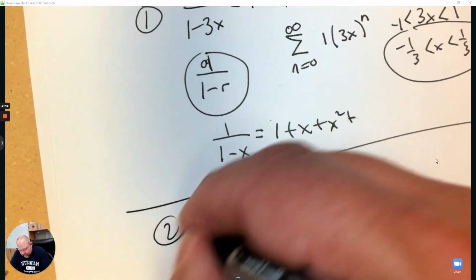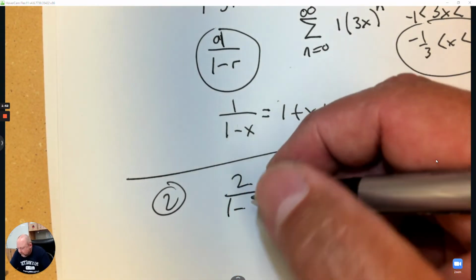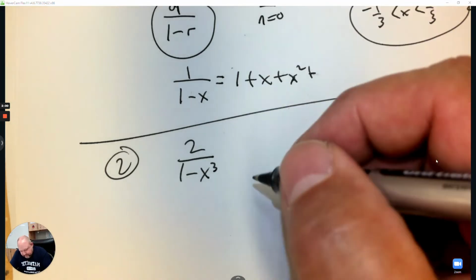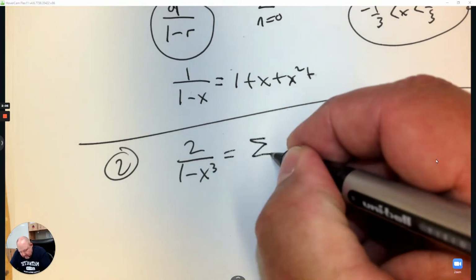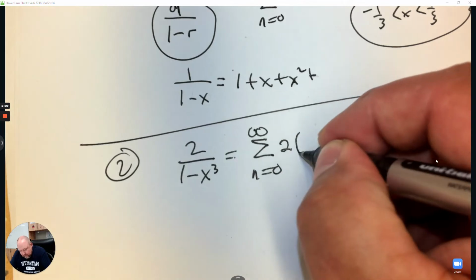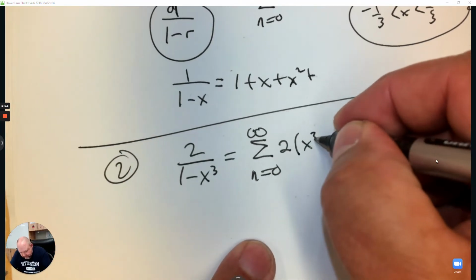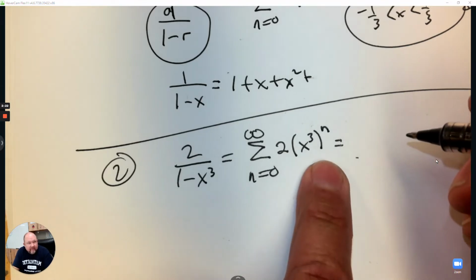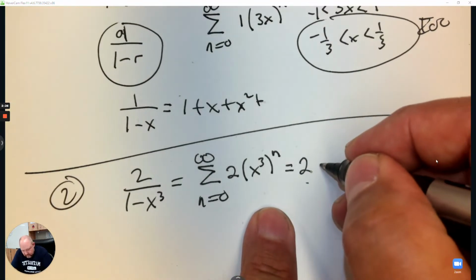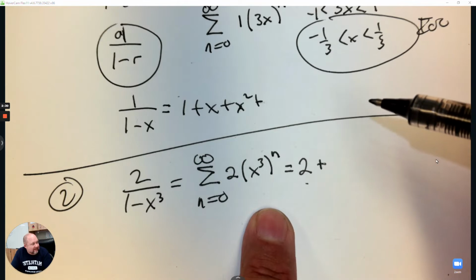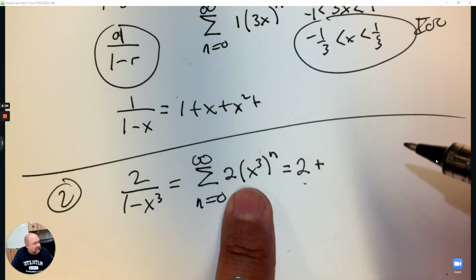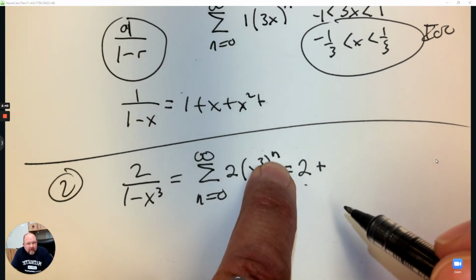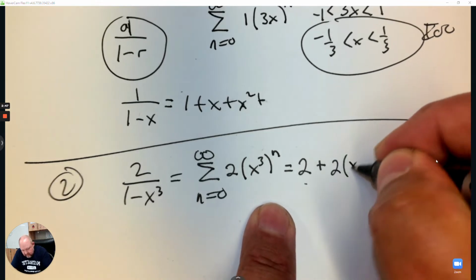Number 2. So 2 over 1 minus x cubed. So we can write this from 0 to infinity. 2 is the first term. X cubed is the common ratio to the exponent n. And if I expand it a bit, following this pattern, 2 is the first term. And then plug in 1, and you get 2x cubed.